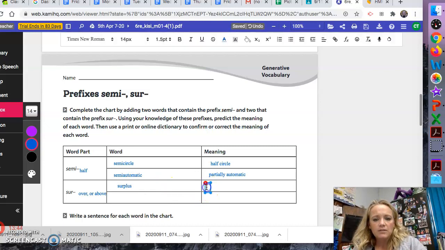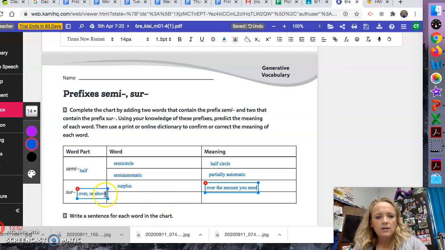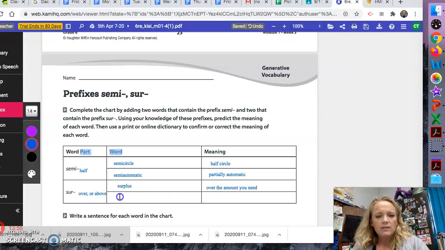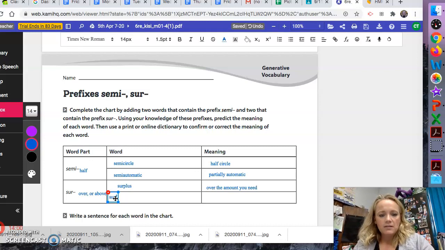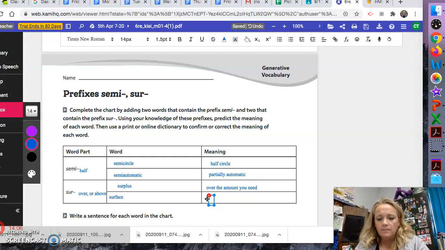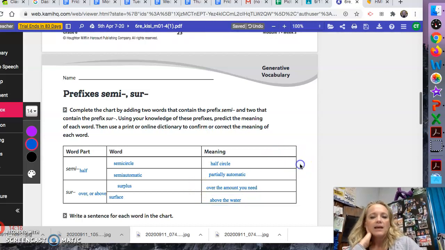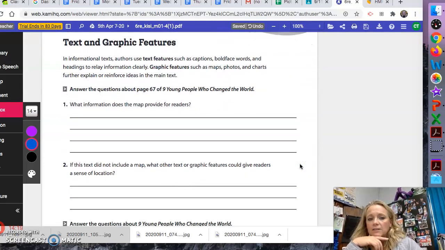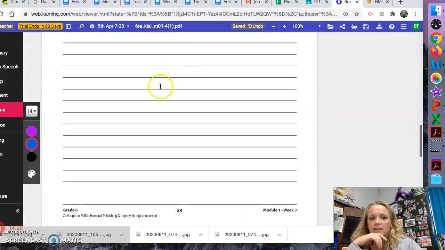If you have a surplus of something, it means you have over the amount you need. You have extra. And we did surface. And when you reach the surface of the water, that's like coming above the water, I guess is what I think of when I do that one. And we did not do any of the next page. We didn't fill in a sentence here.